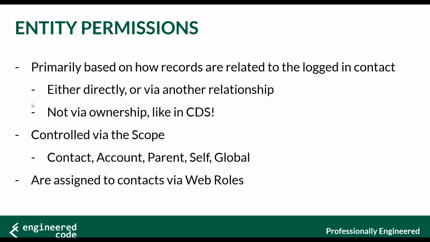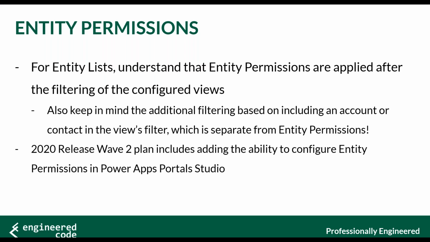All right, there were a couple other notes that I wanted to mention. For the entity lists, it's important to understand that the entity permissions are applied after the filtering of the configured views. I mentioned that. But you also have to keep in mind that there can be another level of permissions or filtering that gets applied to the views. This is one place where I see people often getting confused, because another way that you can restrict records on the portal to only see the ones related to your current contact is by adding extra filters to a view.